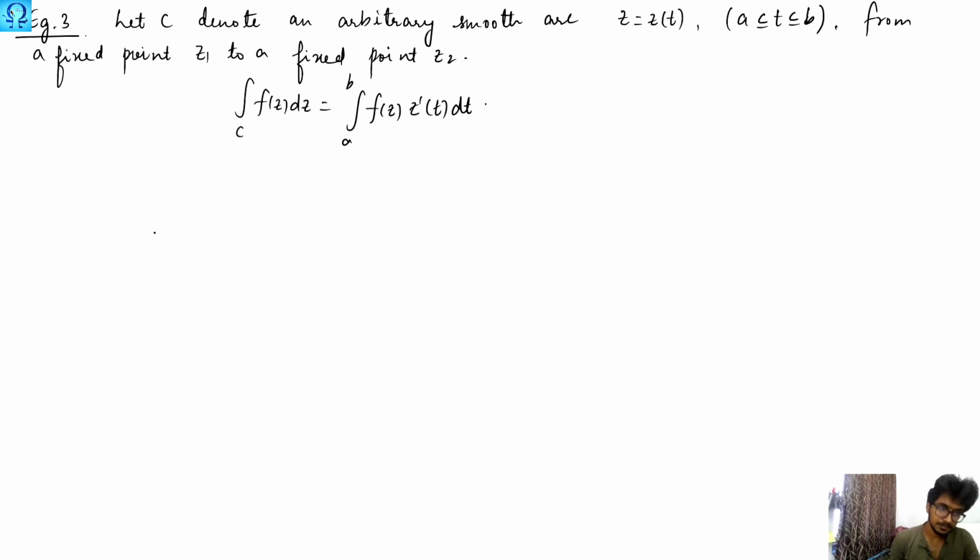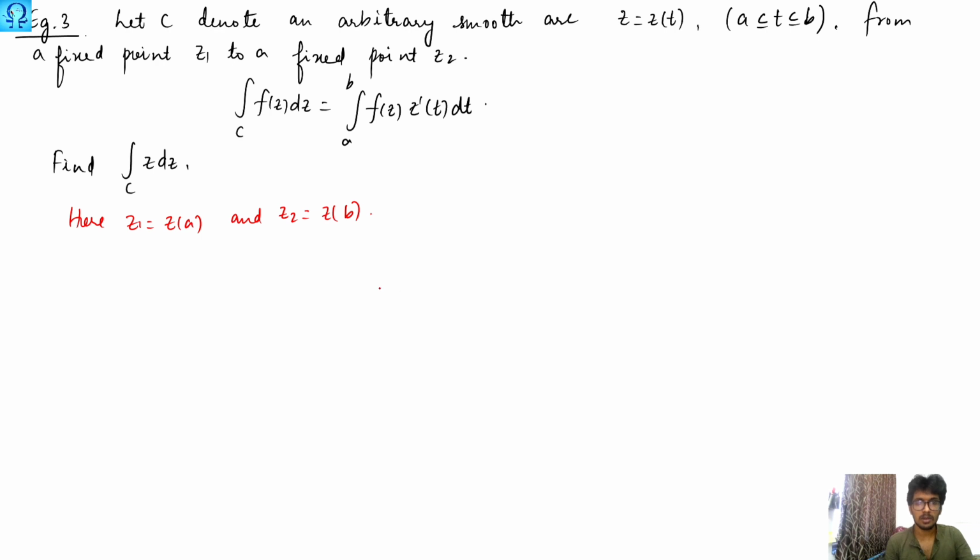So now let us do one more thing. Find integral over C z dz, where C is a contour from z1 to z2. You don't know what the path is. You don't know how to parameterize these things. But from our theory, we know only one thing: here z1 is z of a and z2 is z of b. Therefore, integral over C z dz may be written as integral a to b, z is a function of t, and dz is z prime of t dt.